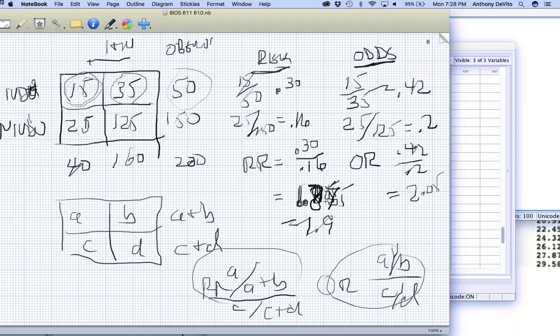Now, let me ask you something. If there's no association between IV drug use and HIV status, what would you expect the relative risk and the odds ratio to be? One. Bingo. You guys see why they would be one?